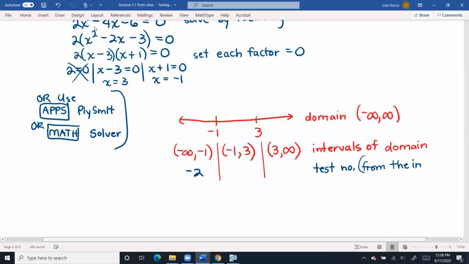Let me put this test number from the interval. Between -1 and 3, I would pick 0. And to the right of 3, I would pick 4. Those are my test numbers. Now what I'm going to do is substitute the test number into the derivative, the first derivative, which is 2x squared minus 4x minus 6.